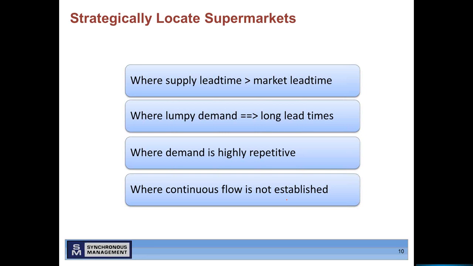And how you define repetitive is different in every company. But essentially, it's where you don't have continuous flow, I think they say in lean.